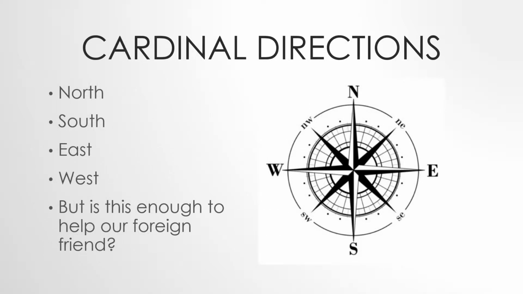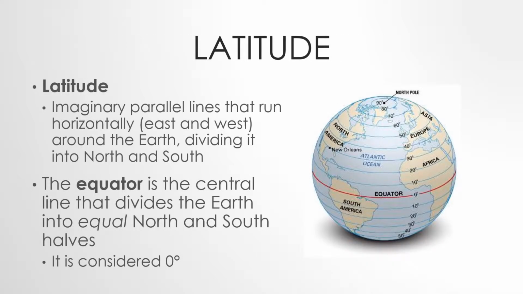Well, we have the cardinal directions, north, south, east, and west, and those are pretty universal across the entire world now. But is this enough? Could you just say, go north, go south, go east or west to make someone from the other end of the world know how to get to Los Angeles? This is why scientists and adventurers and cartographers invented latitude and longitude. They wanted a better way to map the world.